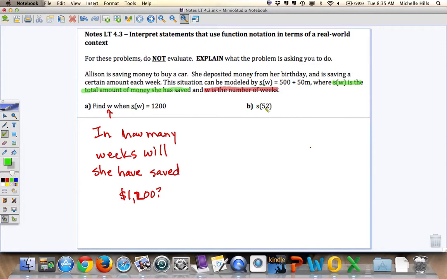In this case, they didn't give me the same thing. They gave me the number that is inside the parentheses, and inside the parentheses is W. So they gave me 52 weeks. So in 52 weeks, and then they're asking for the other thing, how much money has she saved? In 52 weeks, how much money will she have saved?